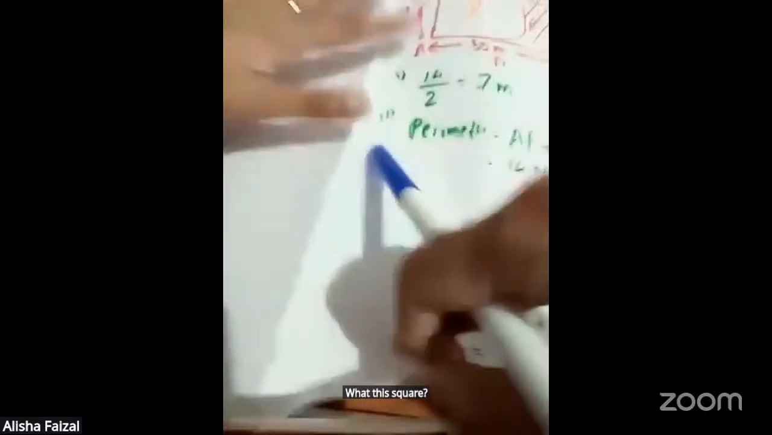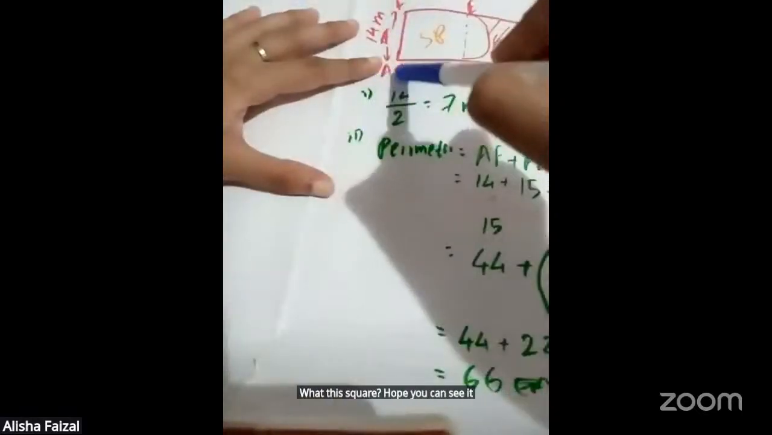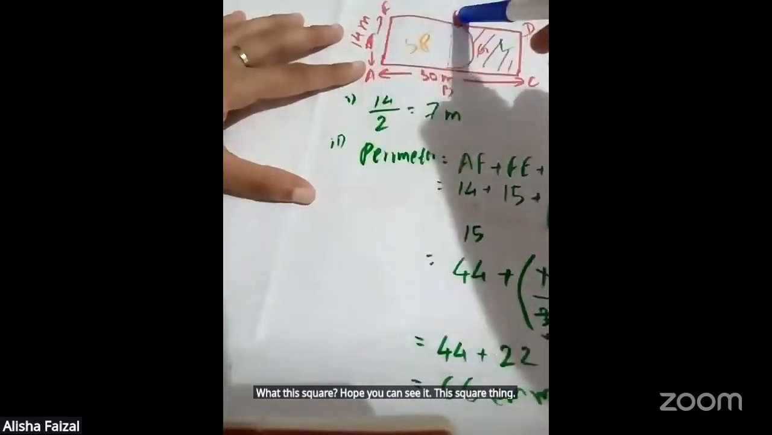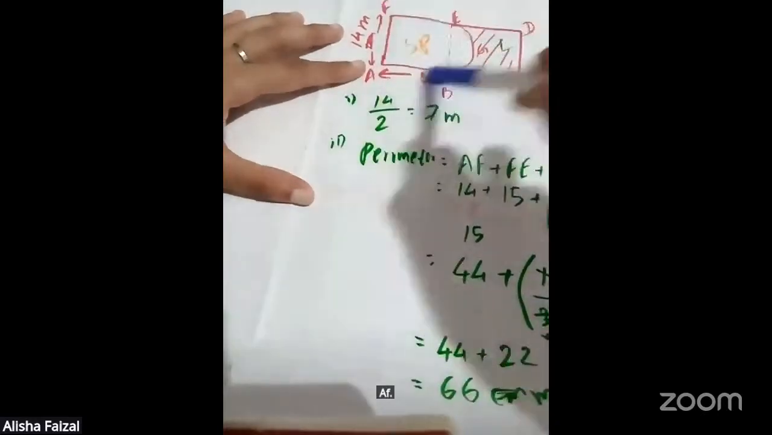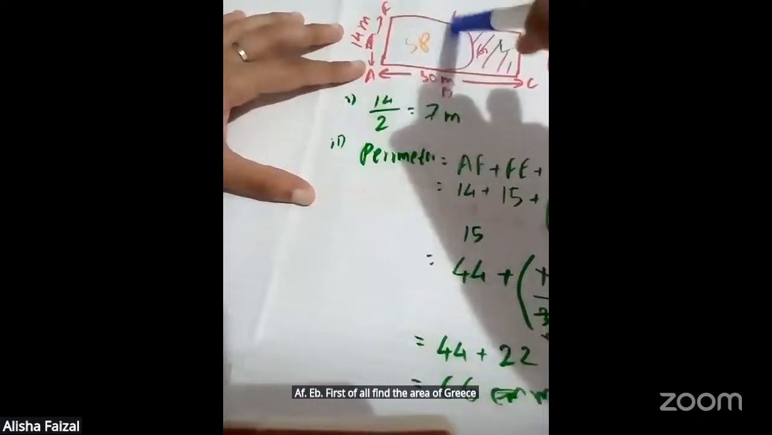Yes, how to find the area is, first of all, we can find the area of this square. Where is it? Hope you can see it. This square thing, AFEB. First of all, find the area of this and then we'll add it with the area of this other part.